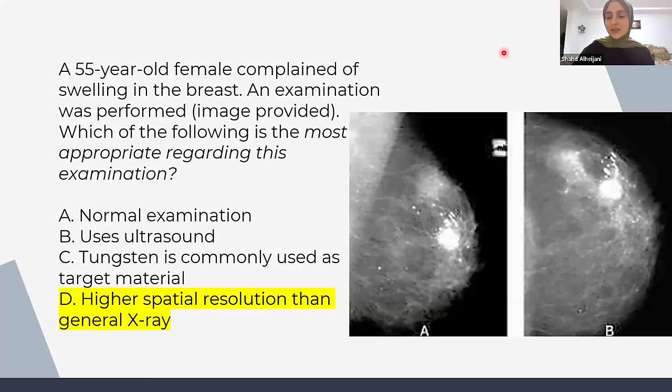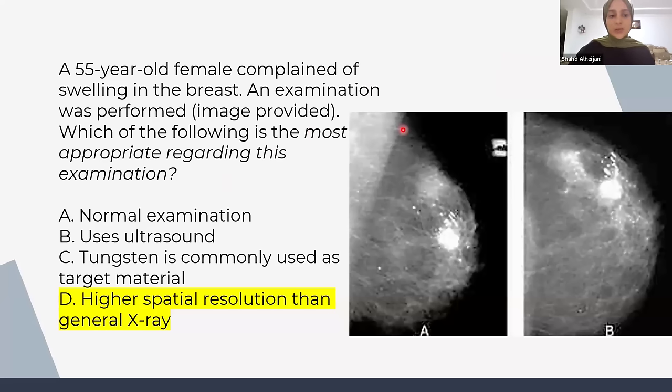And how do you get that? Small focal spot, yes, exactly. You decrease the focal spot, a smaller focal spot will give you a better spatial resolution. Now, for the contrast resolution, we increase the contrast resolution by decreasing the kVp, or the voltage.